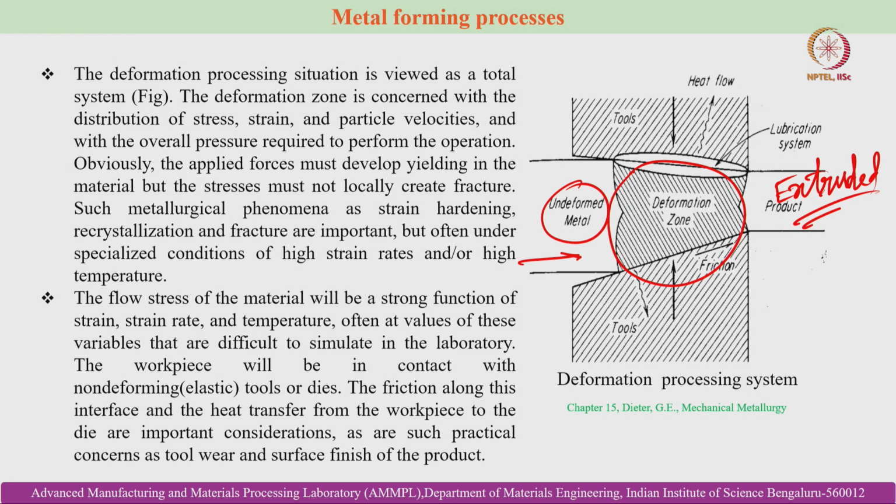Okay. So, the applied forces must develop yielding in the material. Such metallurgical phenomena as strain hardening, recrystallization, and fracture are important in deformation processing, but often under specialized conditions of high strain rates and or high temperature. So, these are the typical conditions that are applied in metal forming. The flow stress of the material will be a strong function of strain, strain rate, and temperature, often at values of these variables that are difficult to simulate in the laboratory.